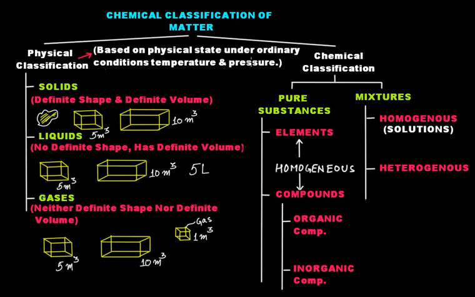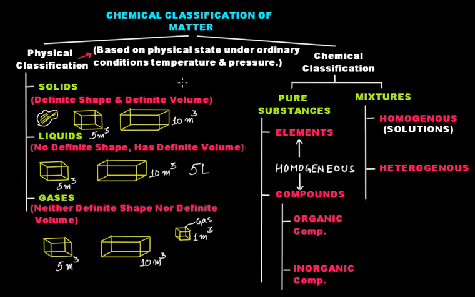This is important: it should be ordinary conditions of temperature and pressure. And why? Let's take an example to understand this point. Suppose you have some water. Water at room temperature is in the liquid state. But if you freeze that water, it becomes ice. Now, ice is the solid state. So we are not talking about extreme conditions of temperature and pressure.